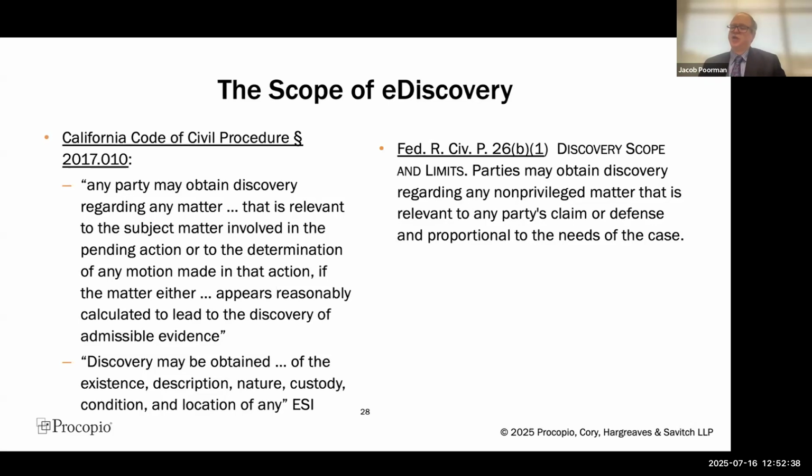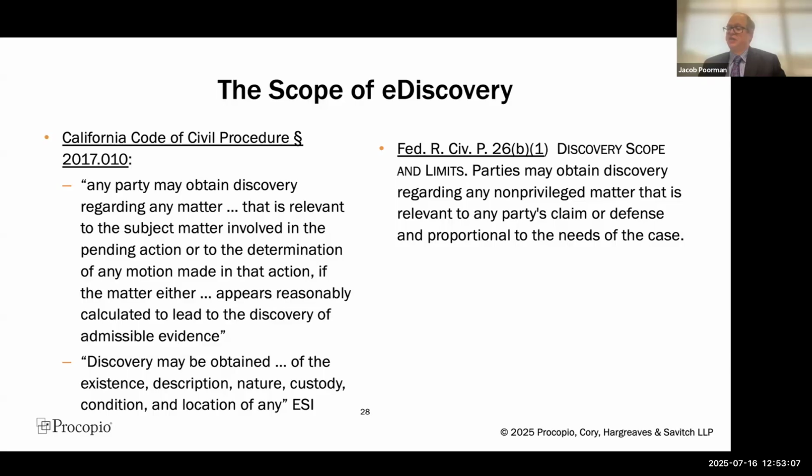The standard for discoverability in both federal and California state court is broad. Pursuant to Code of Civil Procedure Section 2017.010, California permits the discovery of any matter not privileged that is relevant to the subject matter involved in the pending action or to the determination of any motion made in that action, if the matter is either itself admissible in evidence or appears reasonably calculated to lead to the discovery of admissible evidence.